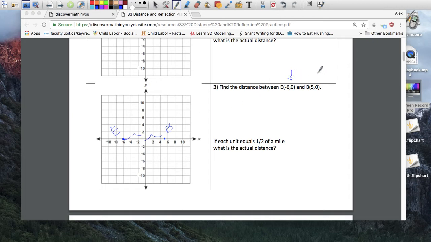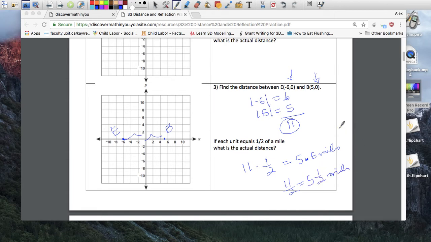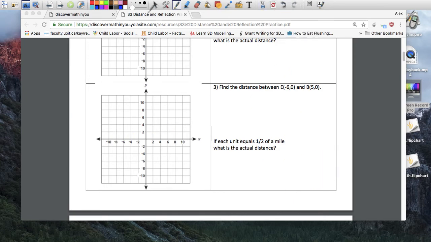They're both on 0, so I'm going to take the absolute value of -6, which is 6. Absolute value of 5, which is 5, and 6 and 5. If I add these, because they're different quadrants, it's going to be 11. And 11 times a half, or half of 11, equals 5.5 miles. Or if you wrote it as 11 over 2, 2 goes into 11 5 times, 5.5 miles. Same thing, and I'm still writing crooked. Okay, so let's move on.